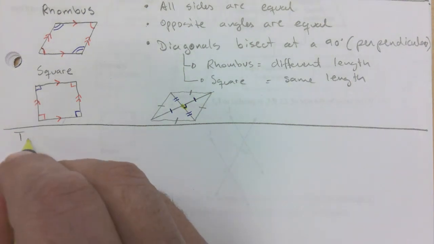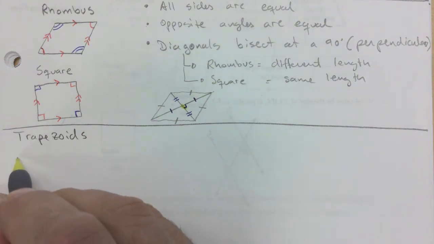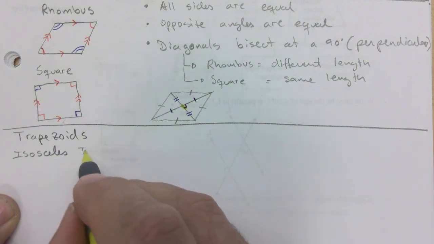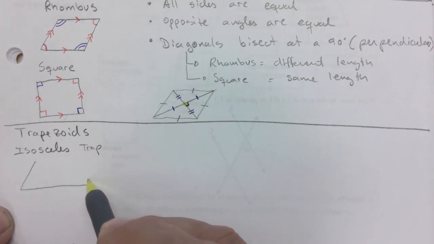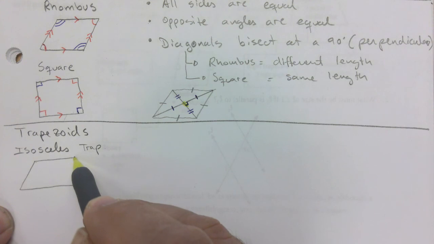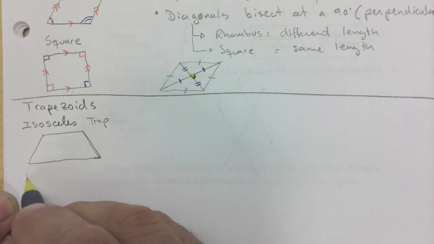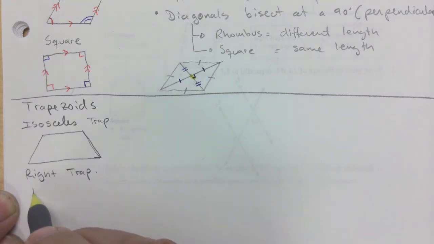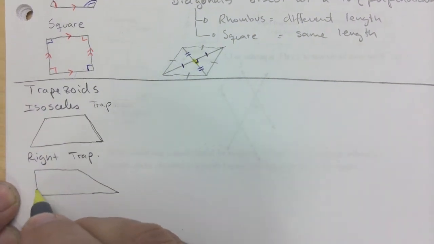Next, we have trapezoids. You have the isosceles, which looks like this. It's your very common trapezoid. That's what you probably think of when you think of trapezoids. And then there's the right trapezoid, which obviously has a right angle here.